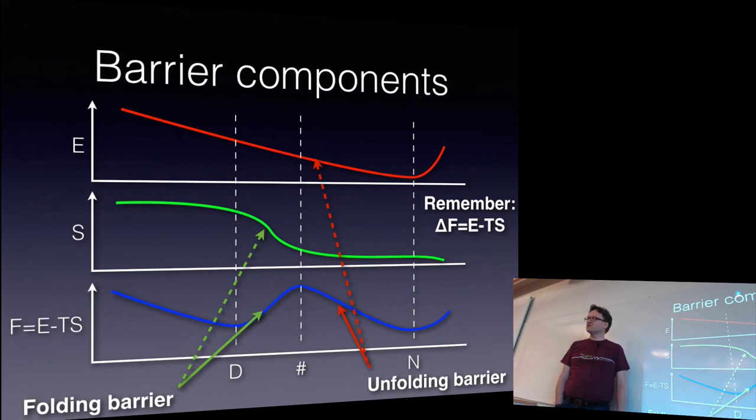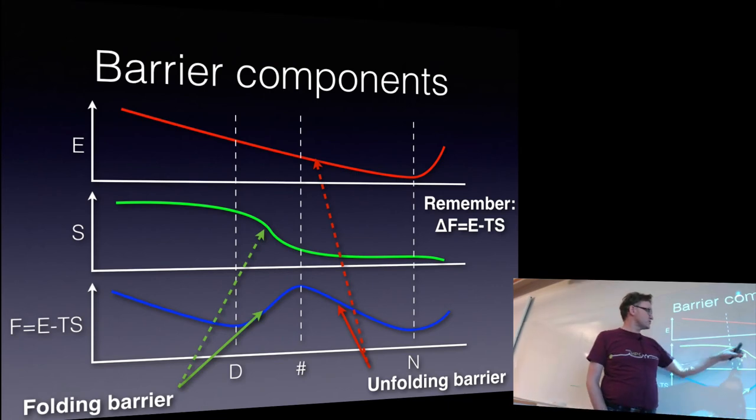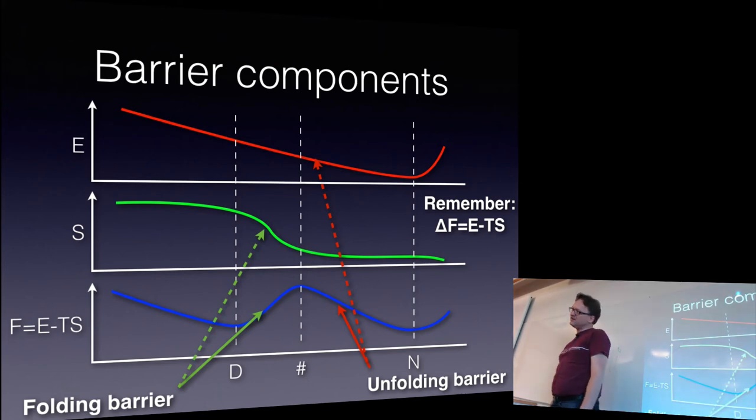Because we need to find those slower. So this is not just hand waving. We know from experiments that this must be true. So folding is about a searching process, an entropic process, and that was all Lindahl was about. While unfolding and the stability has to do with energy.